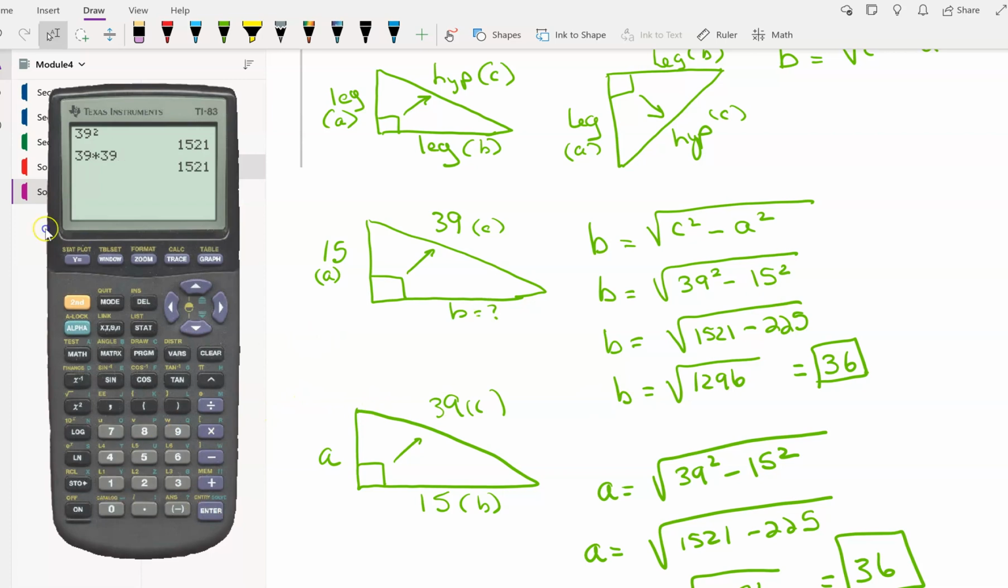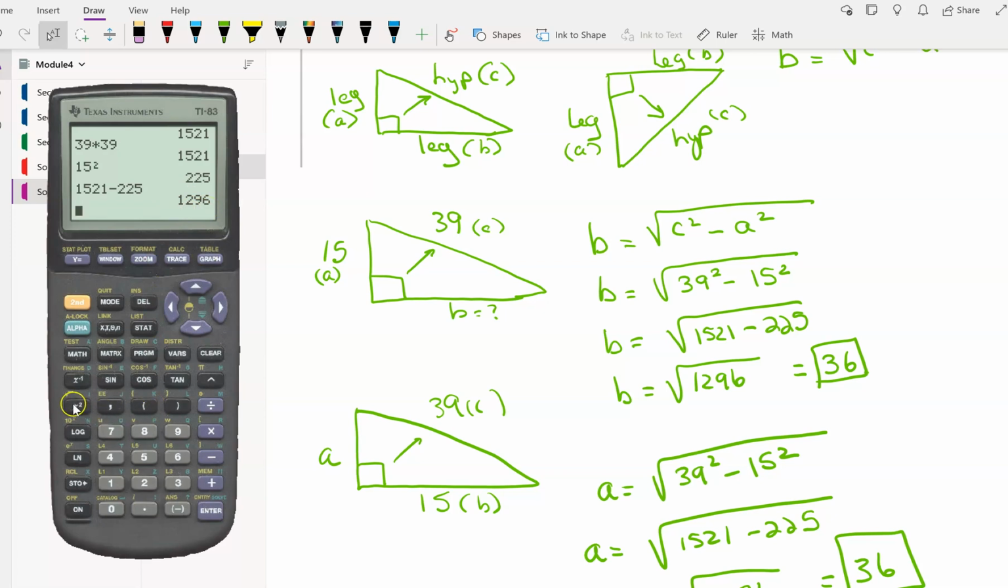15 squared is either 15 times 15, or press the squared button. Now it says to subtract, so I do 1521 minus 225. You don't need this kind of a calculator. This one just shows what I'm doing. You can get these same numbers on your calculator. It equals 1296. So now I have to take the square root of that.